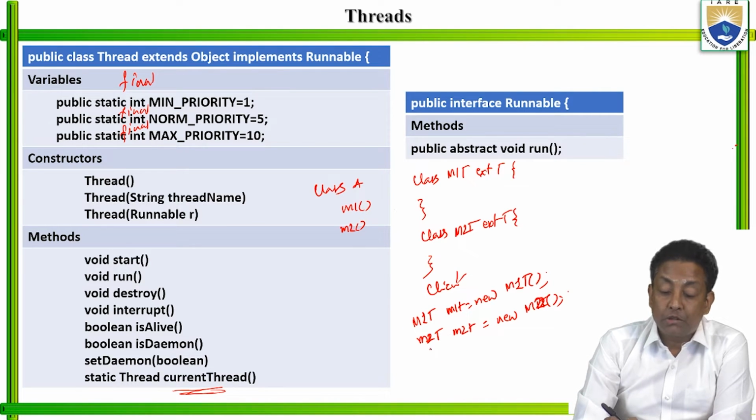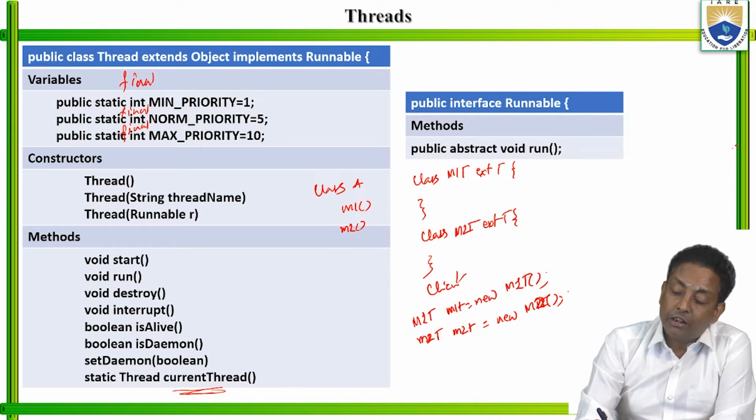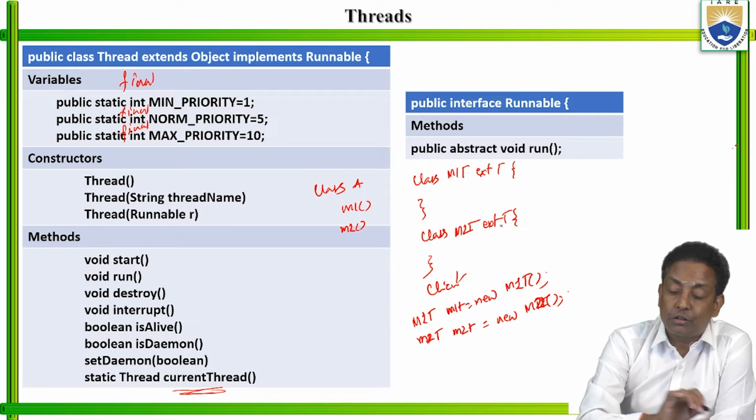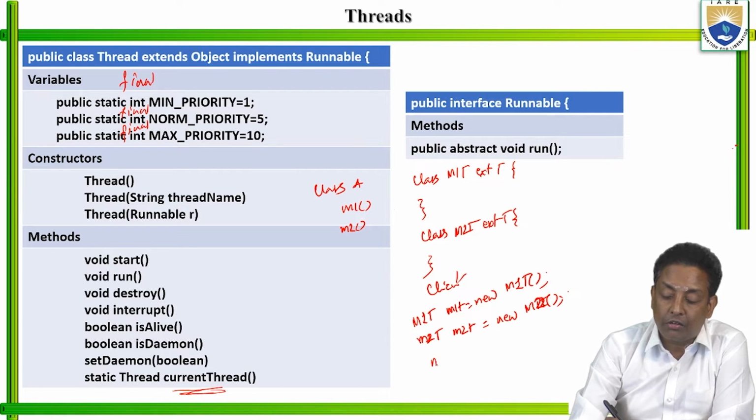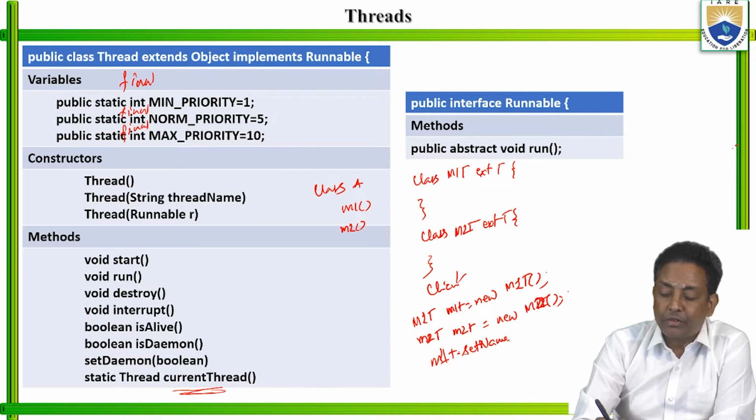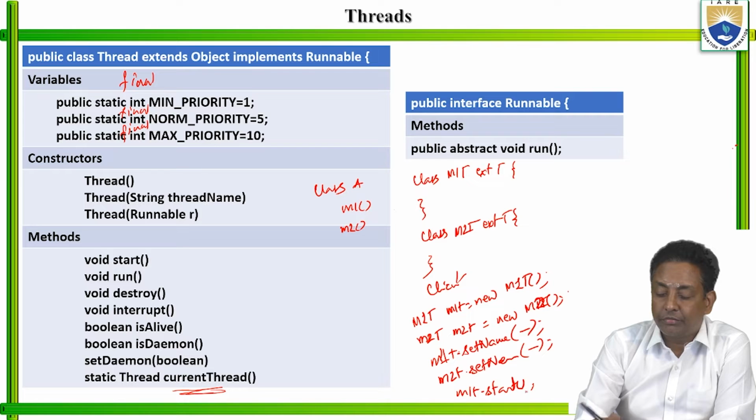Then there is a concept called setName. You can either pass the name through the constructor and pass it to the superclass constructor to assign the name, or you can directly use the method M1Thread dot setName. You can give some name. Similarly, M2Thread dot setName, you can give some name here. Finally, you call M1Thread dot start and M2Thread dot start.